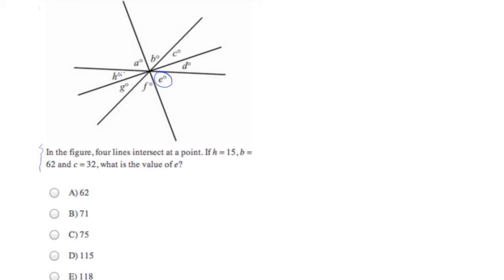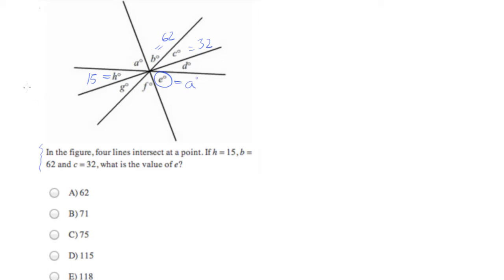And we have been given H equals 15, B equals 62, and C equals 32. Now, one of the things I'm noticing is that E is opposite the angle A. Any angles which are opposite one another across a crisscross will be equal to one another. So E is equal to A. Now, if we can find A, then we'll be done.